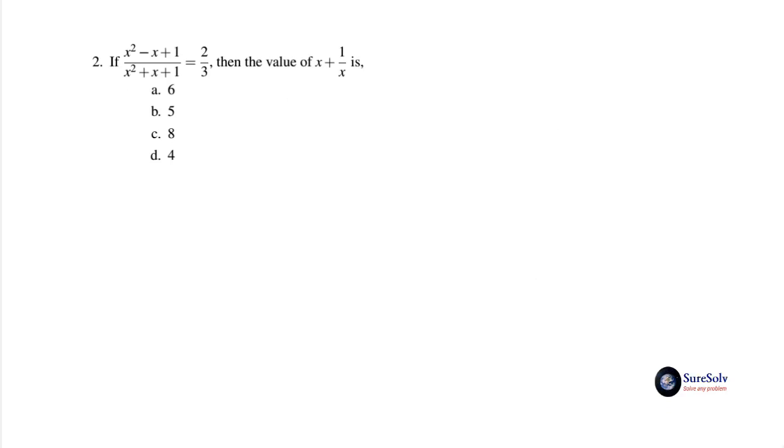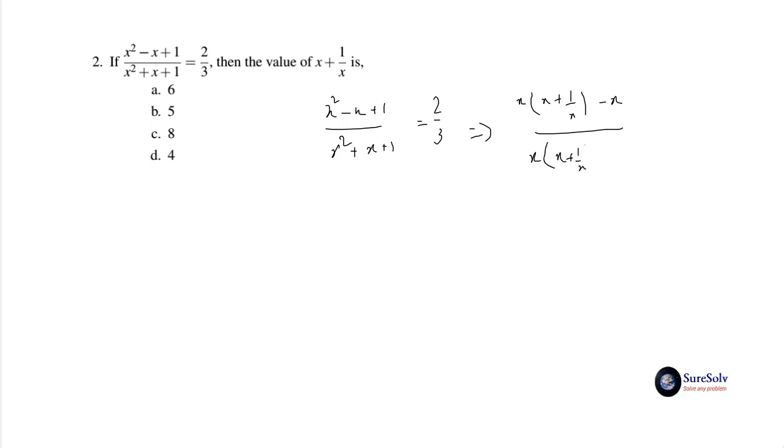This is the answer. In the next solution, it is nearly the same, but first we form the direct expression of x plus 1 by x in the numerator and denominator. X squared minus x plus 1 divided by x squared plus x plus 1 equal to 2 by 3. We'll take x common from the first and third terms to get x plus 1 by x minus x plus 1 by x plus x.